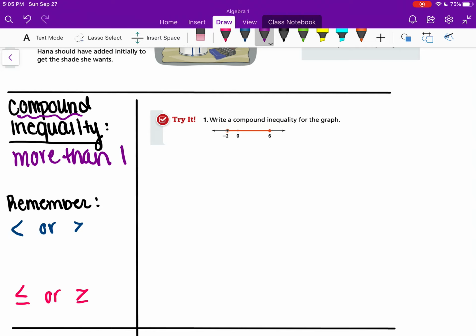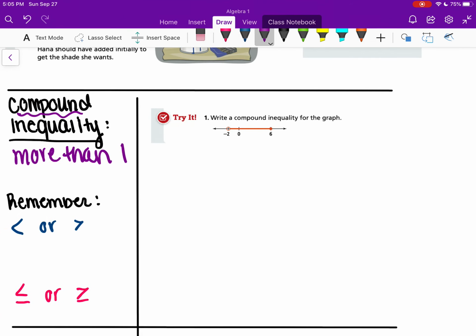So what we're going to do is look at this graph that is given to us in our workbook. We see that we have an open circle at -2 and a closed circle at 6, and we are shaded in between. One thing we're going to remember is that if we have an open circle, we use the less than or the greater than symbol. And if we have a closed circle, we use the less than or equal to or the greater than or equal to, because that "or equal to" makes us closed.